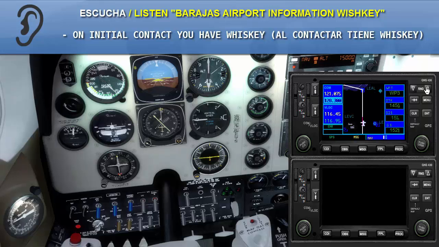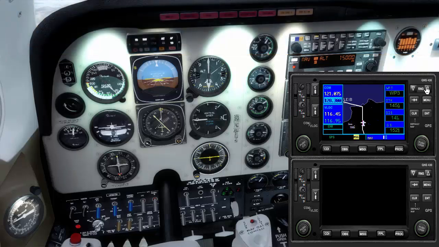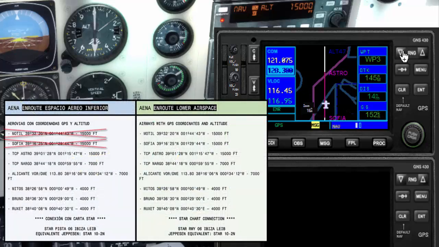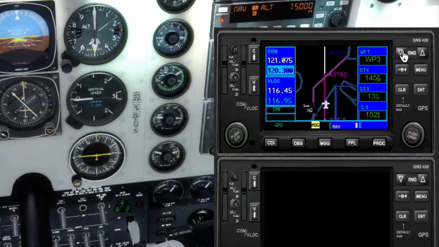And remember this: on initial contact you have Whiskey. That means that when you talk with the airport, with the control tower, you must tell them you have Whiskey. And that is not that you like whiskey, because I also like whiskey. It's that you have information Whiskey, not that you have illegal whiskey inside your aircraft. It's that you have information catalog with double E, and that means exactly Whiskey. So we have that, and we also have information about how we need to set up the altimeter.